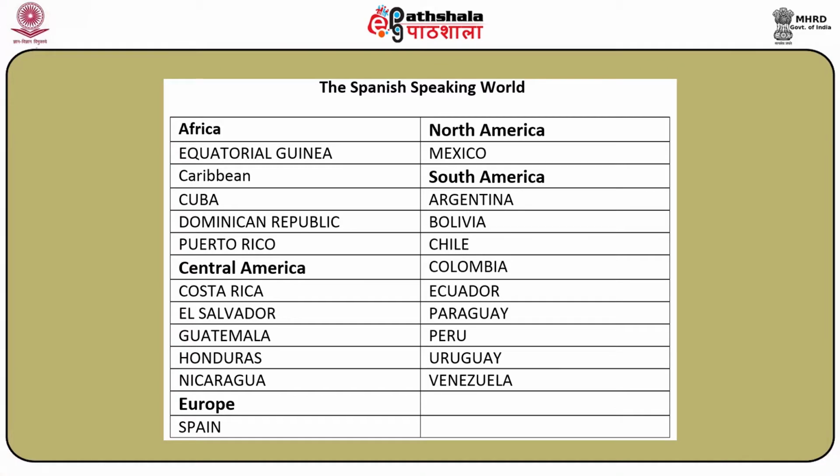Now here's a list of all these Spanish speaking countries. So it starts with Equatorial Guinea, Cuba, Dominican Republic, Costa Rica, El Salvador, Guatemala, Honduras, Nicaragua, Panama, Spain, Mexico, Argentina, Bolivia, Chile, Colombia, Ecuador, Paraguay, Peru, Uruguay and Venezuela.